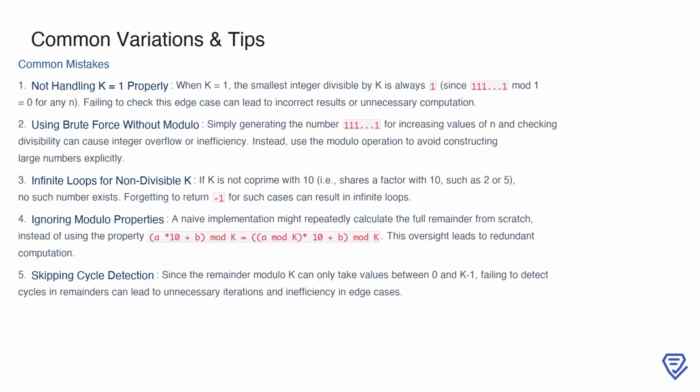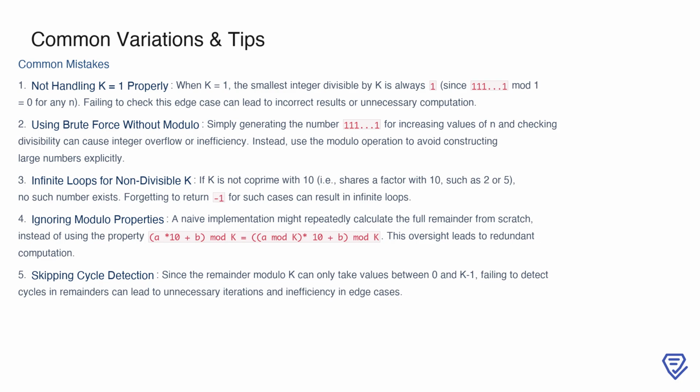First, when k equals 1, the smallest integer divisible by k is simply 1. This is because any number consisting of repeated ones, like 1, 11, 111, and so on, will always have a remainder of 0 when divided by 1. Missing this edge case can lead to unnecessary computations or incorrect results.